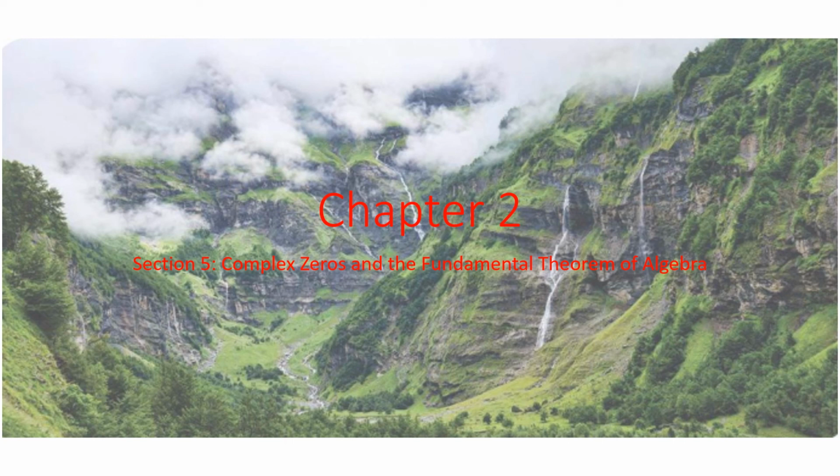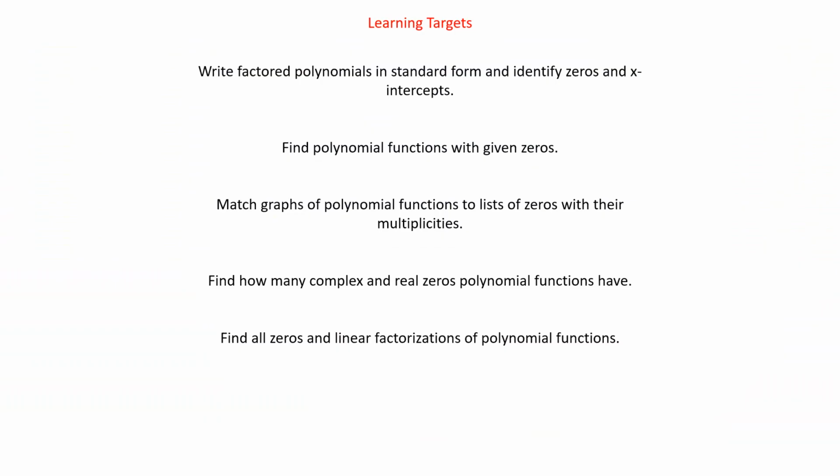Back to chapter 2. Today we're going to be looking at section 5, which is all about the complex zeros and the fundamental theorem of algebra. There's not really much new in this section that we didn't already cover in the previous couple sections. So that's kind of nice. There's just that one little twist at the end, which is barely even a twist.